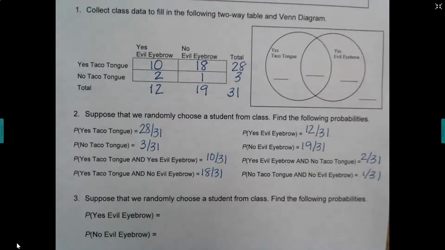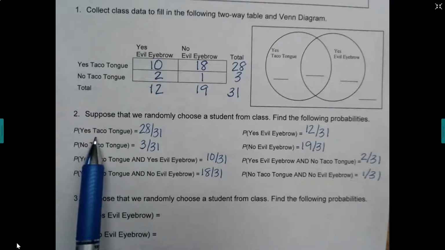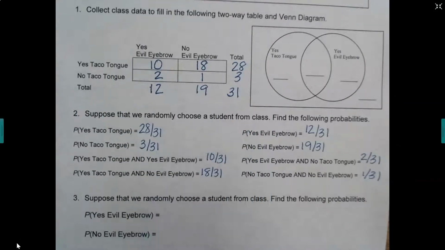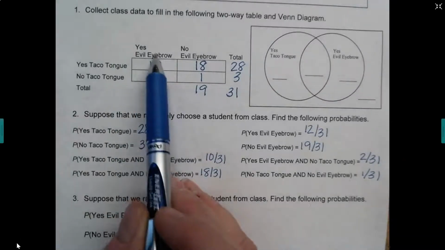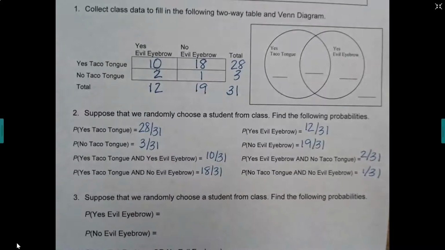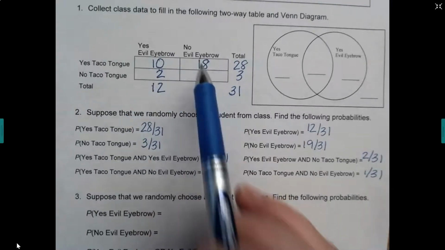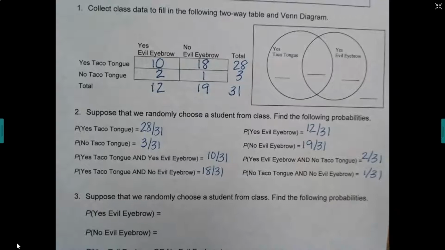All right, so for question 2, we just were randomly choosing a student from the class to determine these probabilities. So the probability of yes taco tongue, that would be the total of taco tongues divided by your total, the 28 out of 31. No taco tongue, same thing, 3 out of 31. Yes taco tongue and yes evil eyebrow is where these two cross, so that'd be the 10 out of 31. Yes taco tongue and no evil eyebrow is where these two categories cross. That's the 18, so 18 out of 31.